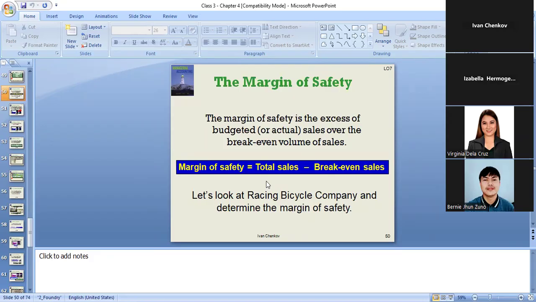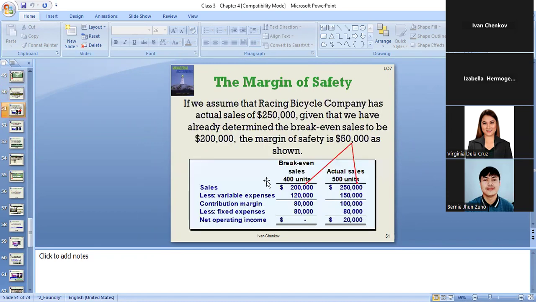Margin of safety is where we are compared to the break-even point. If we currently have an operating income of $20,000 and we know that our break-even point is at 0, then we compare how many units we're selling. We're currently selling 500. At the break-even, we're selling 400. That means we are 100 units above the break-even, so our margin of safety is 100 units. As a dollar amount, our sales are $50,000 more than the break-even point sales.